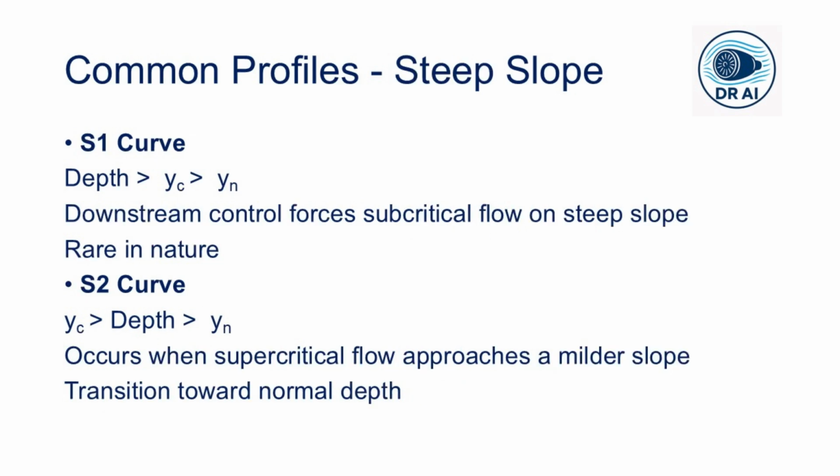Then we have another type of slope, which is a steep slope, represented in this slide as S. This is when the channel slope is steep. So the normal depth y_n is always less than the critical depth y_c, and the flow is supercritical at this normal depth. So we have the S1 curve over here, which implies that if we have a steep slope but a downstream obstruction forces the depth to be above the critical depth, we get a different profile.